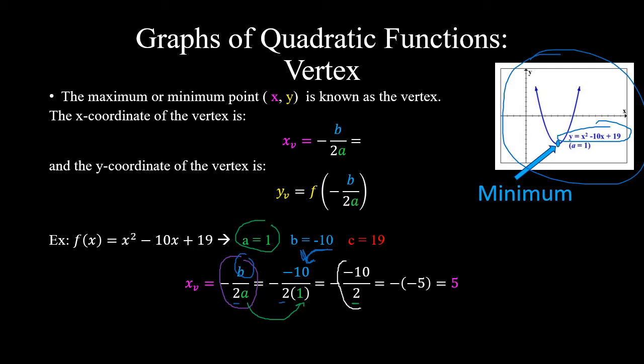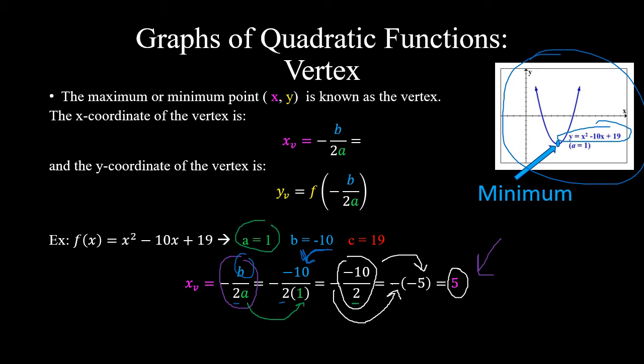I was going to do negative 10 divided by 2, which gives me negative 5. I can't forget this negative sign that I had hanging out in front. Those two negative signs are going to cancel, and that leaves me with just 5. So the x-coordinate of my vertex is 5.